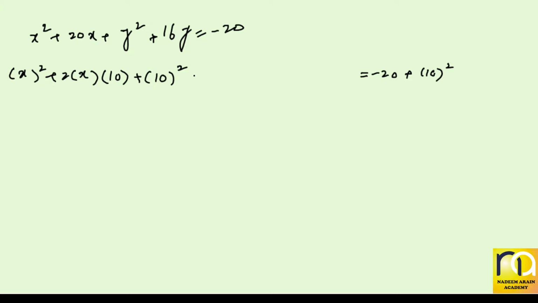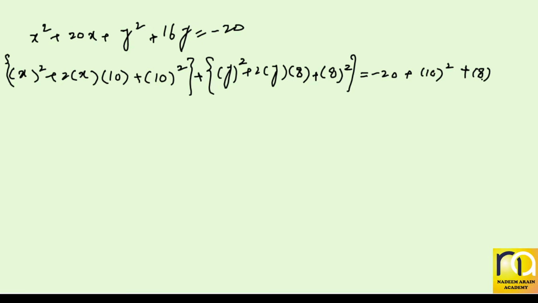Now this is a square, so close it in one. Plus y square, 2ab, 2y, and 16 over 2 is 8. So we need 8 square on this side. We will also add 8 square on this side. So now this is x plus 10 whole square and this is y plus 8 whole square. And whatever is on this side, it doesn't matter. We don't concern ourselves with that.